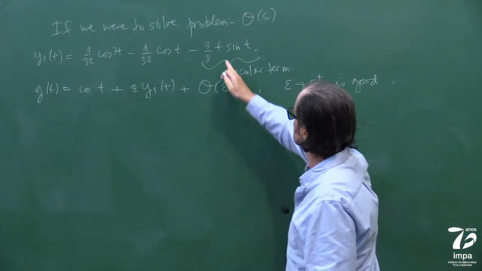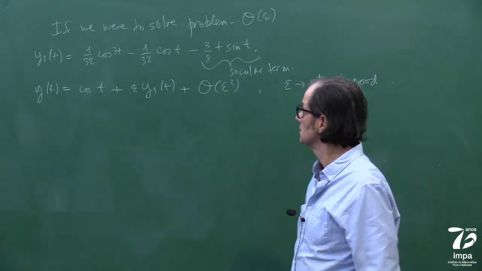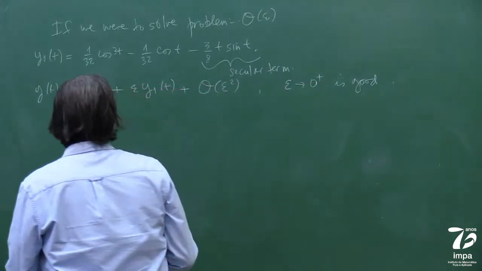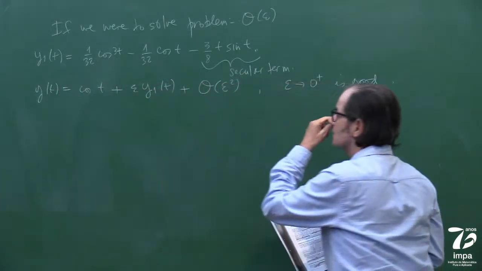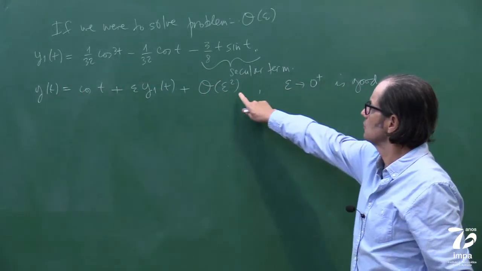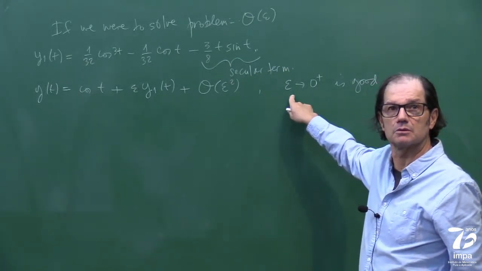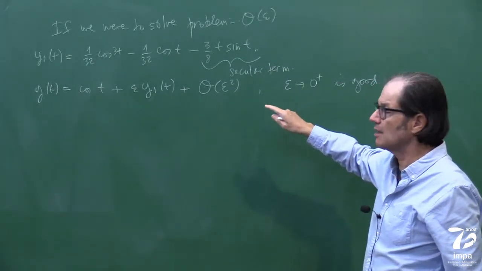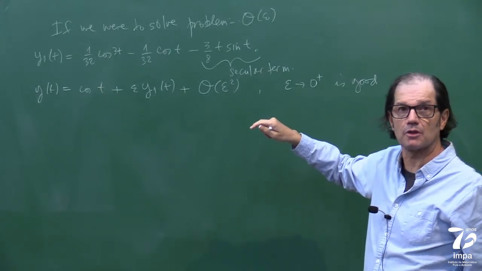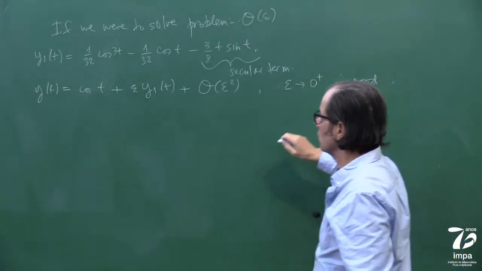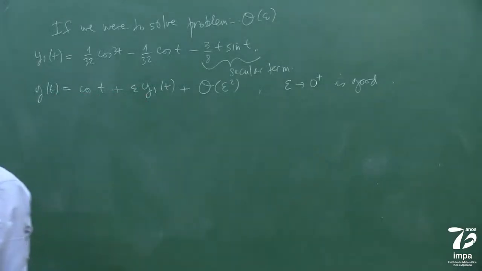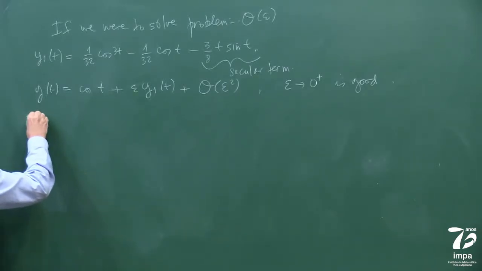And look why the secular term is bad. So this is only good for times of order epsilon. But when time is of the order 1 over epsilon, look what happens. Let me give you a little bit of time to think about it. So this is why it's called non-uniformity.